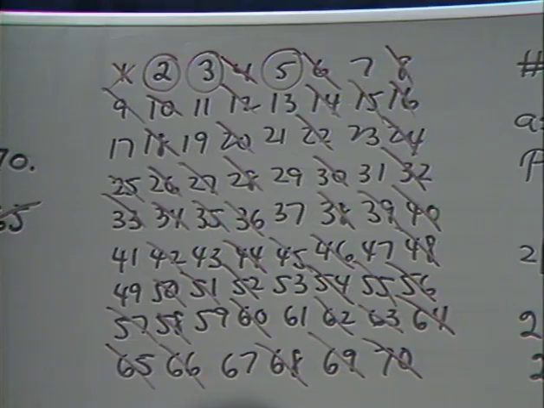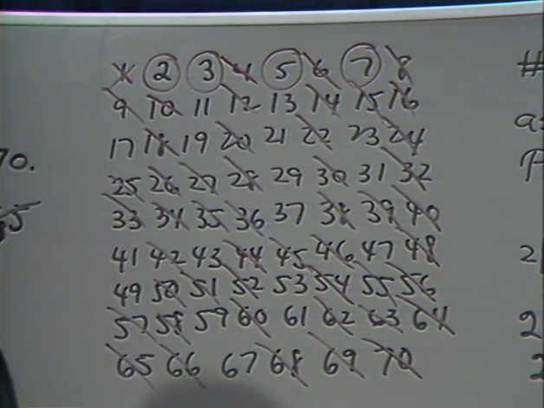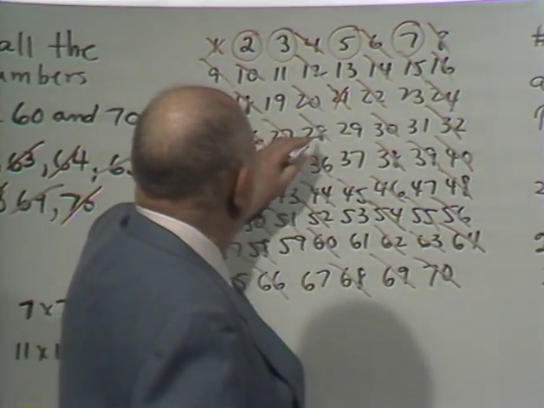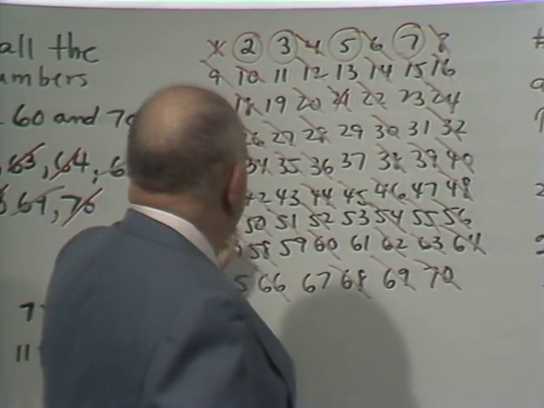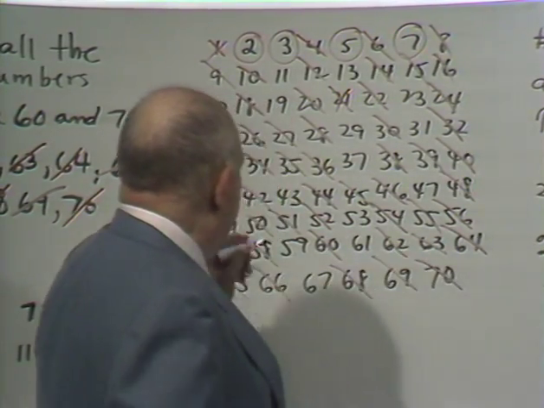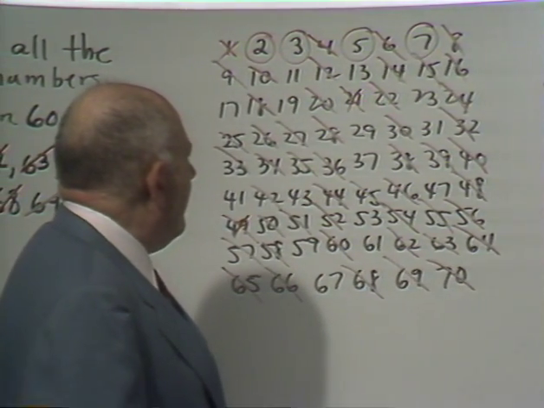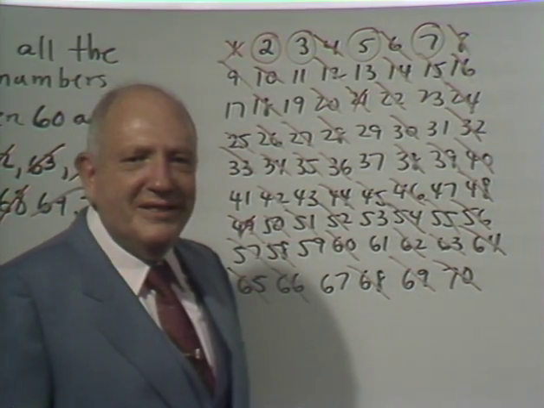The next number I come to is 7. So now I can cross out all the multiples of 7. What are they? 14, 21, 28, 35, 42, 49, 56, 63, 70. And now my claim is that all the numbers that are left on the list must be prime numbers.